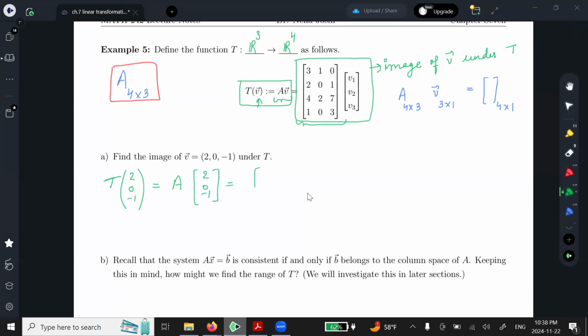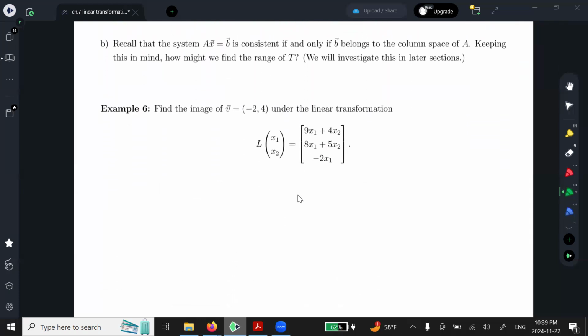And what is the matrix A? They've already provided that to you. 2 0 1, 4 2 7, 1 0 3. And I multiply it by 2, 0, negative 1. And we all are champions in multiplying matrices, or use a calculator. So it will be 3 times 2, 6. And then I have 4. Minus 1, I got 3. And I have 8. Minus 7, I got 1 and negative 1. And there you go. Let's do one more example.